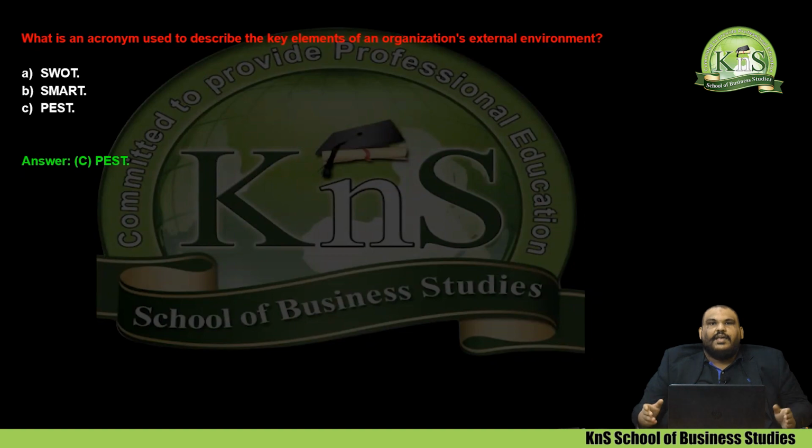Okay, PEST, again, political, it's external, right? Economical, external, exists outside the business. Social, again, outside the business. And technological, mostly outside the business. Right? So PEST is something which exists completely outside the business, whereas SWOT and SMART have internal implications for the business as well. Okay, let's move forward.